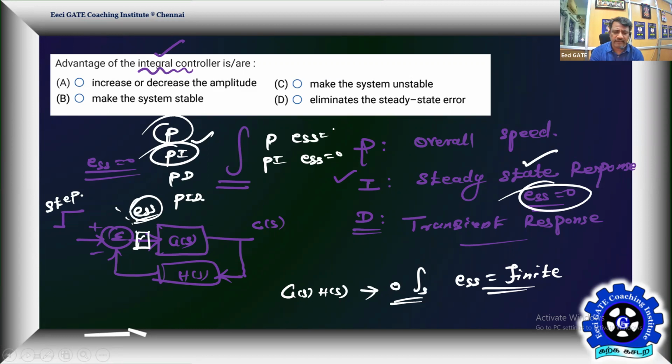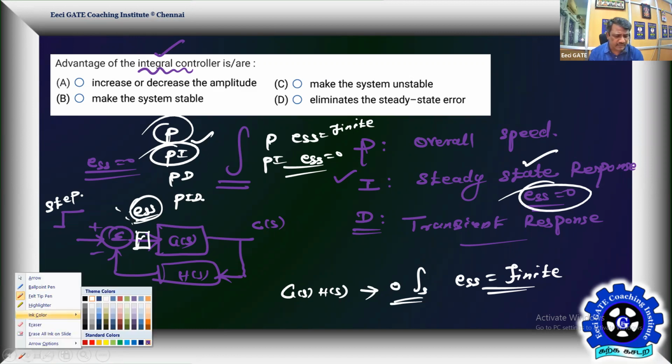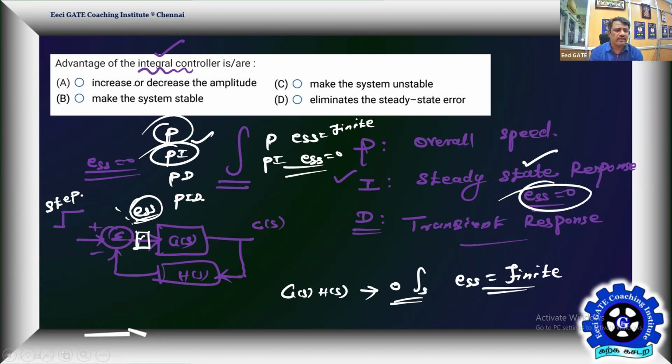So here the error will be finite. Yes, that's how the problem has to be perceived. Those who know this already can give the answer straight away. Now you can sense the answer. The role of I is always to eliminate the steady state error, to make the error 0.